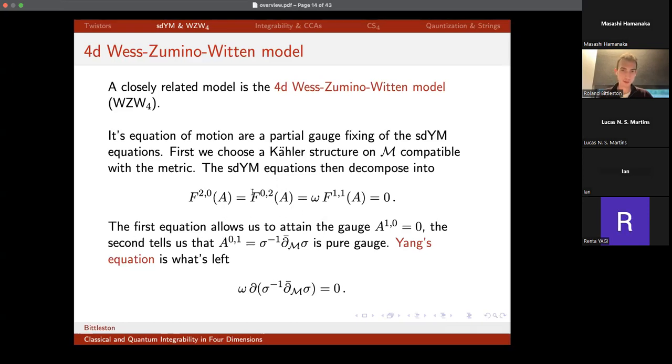So in fact, the second condition just tells me that the connection is now in pure gauge for this G-valued object sigma, which is known as Yang's matrix. The final remaining equation is this, omega wedge F^(1,1). This is the bit we can't straightforwardly solve, and this is known as Yang's equation. I'm sorry, that D should have an M as well. So this D-bar_M and D_M just mean the Dolbeault operators on the space-time.